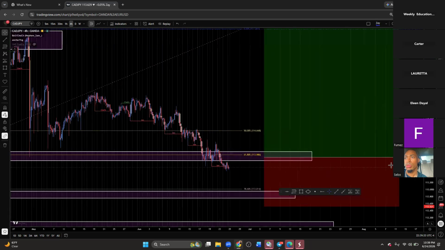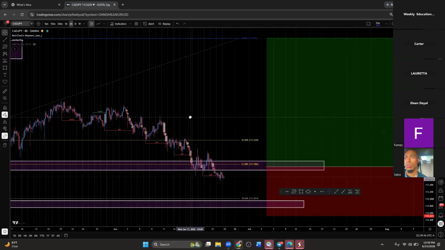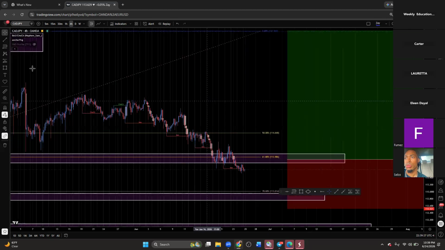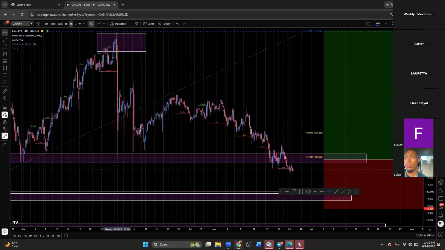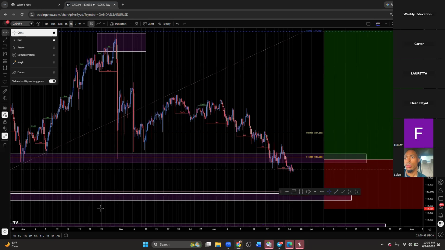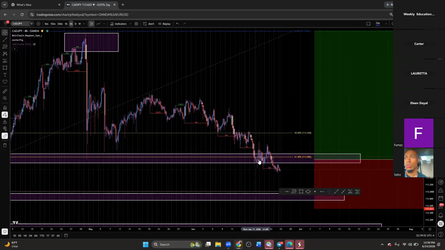Can someone tell me? Who knows? I'm just looking at the little retracement that the market is giving. What's one thing that we need to see market do before we actually look to get into this trade, or what we should have waited for in this case? Break the small downtrend.